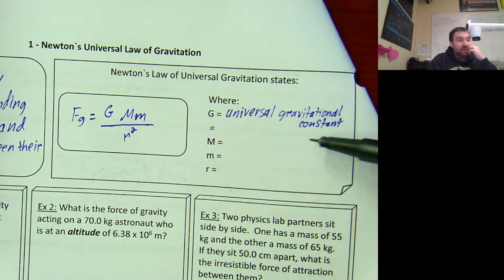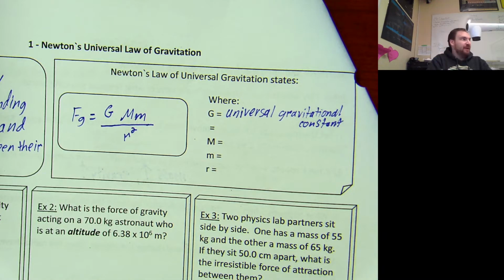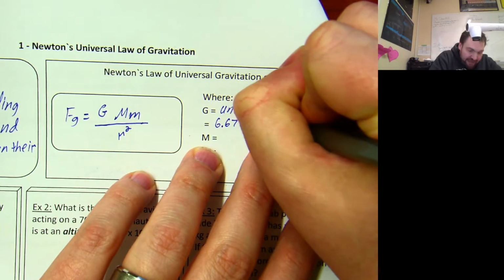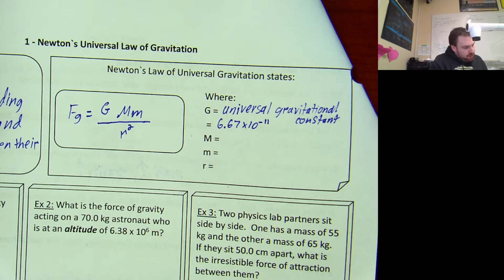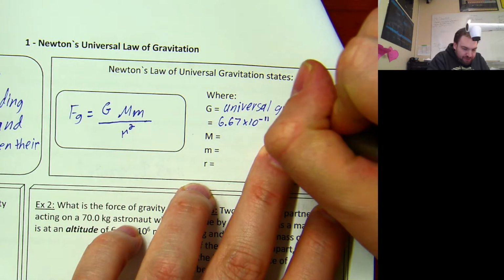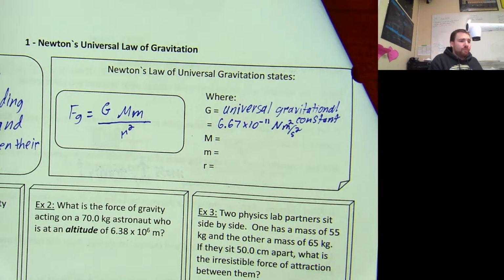The universal gravitational constant is the same everywhere. That's what universal means. And we have figured out that value experimentally. That value is 6.67 times 10 to the negative 11. It's actually on your formula sheet. And it has units of Newton meters squared per second squared. Basically, it's just a value that is true everywhere.